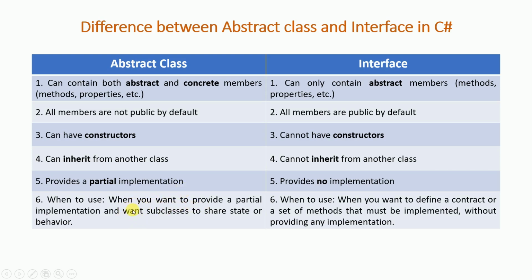When you want to provide a partial implementation and you want your subclasses to share state and behavior, in that case we will use an abstract class. And when to use an interface? When you want to define a contract or set of methods that must be implemented without providing any implementation, then in that scenario we will use an interface.